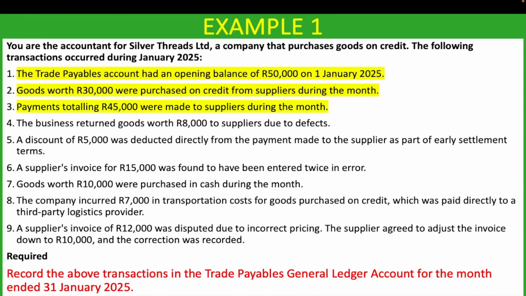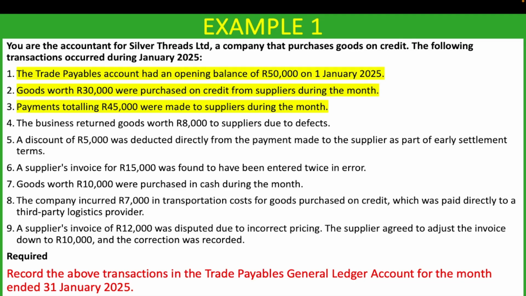Let's highlight number 3. So we've just completed it. Number 4, the business returned goods worth 8,000 rand to suppliers due to defects. And so what has happened here? We've just returned goods to our suppliers because they were defective. And so whenever we return goods to our suppliers, in this case worth 8,000 rand, it means we no longer owe them the 8,000 rand, right? Because we've returned the goods to them. And so if we've returned the goods, we don't owe them for those particular goods. And in this case, it's 8,000 rand. And so it's reducing how much we actually owe them.